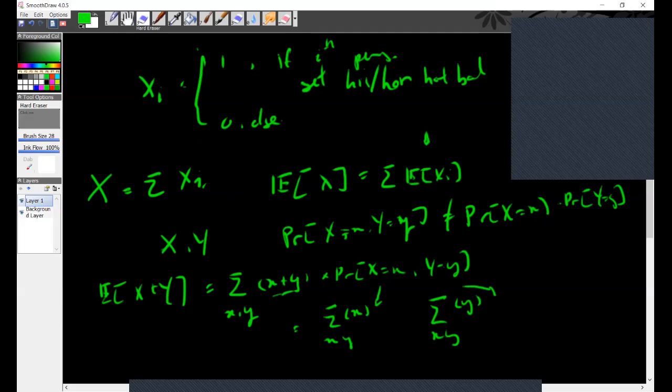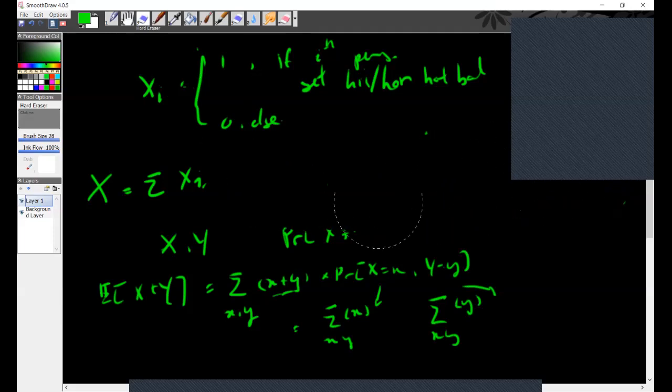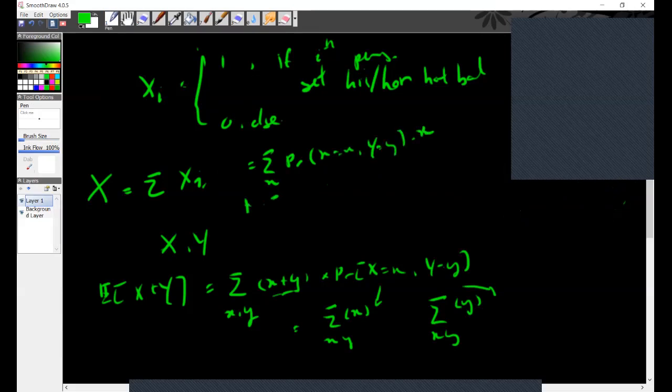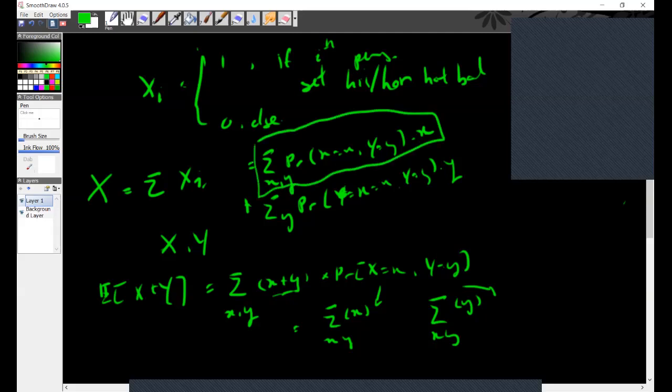Now I'm summing across x and y here, right? So let me just rewrite this. This is sum x, probability that x is equal to x, y is equal to y times x, plus y times the probability that x is equal to x and y is equal to y times y. Okay, but I'm summing across all the x, y's on this part, okay, think about how it works.